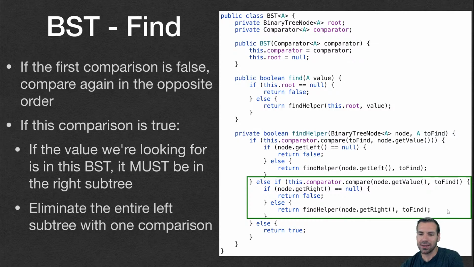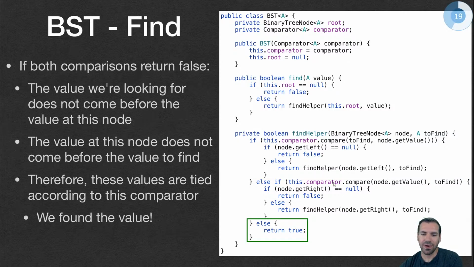But here's the thing. If both of these are false, these values have to be the same according to this comparator, because we don't directly have an equality check. The way our comparator returns a Boolean, it breaks ties by saying false. So if it returns true, that means the first argument comes strictly before the second argument, and false otherwise. So if this one comes after, or it's a tie, it's going to return false in both cases.